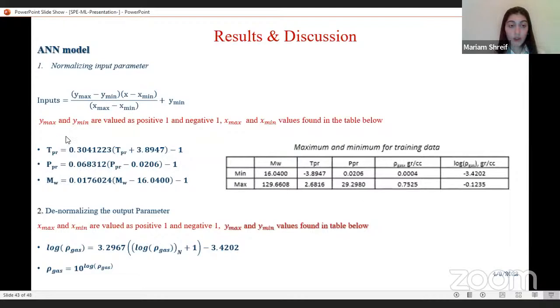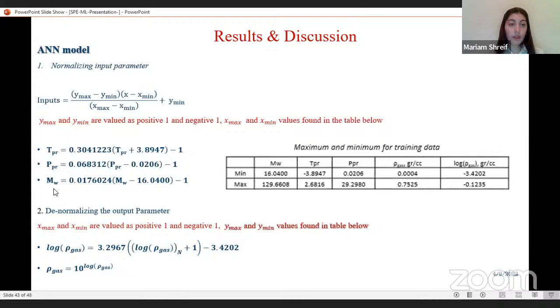So for the pseudo-reduced temperature, we do plus 1, minus minus 1, and then we insert the pseudo-reduced temperature as the variable, minus the minimum value, which is minus 3.89, over the maximum value, which is 2.68, minus the minimum value of the pseudo-reduced temperature. And finally, we add the y min, which is negative 1. By this, we have gotten this equation. We do the same for the pseudo-reduced pressure and the molecular weight.